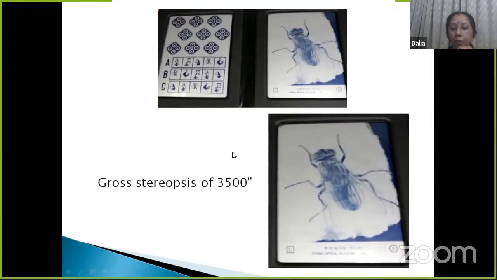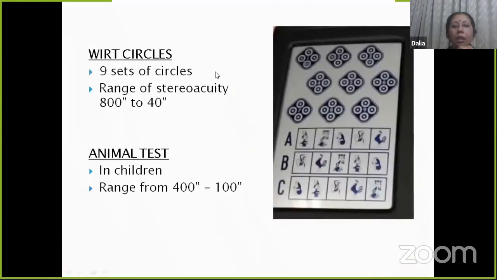Now, after this, if the patient doesn't have some amount of stereopsis, you go to the left side of the test plate, which has circles, called the word circles. There are 9 sets of circles, and each set has 4 circles, and one of the circles will be projecting forwards towards the patient. You ask the patient to touch the circle which is projecting out, and it then tests the range of stereo.